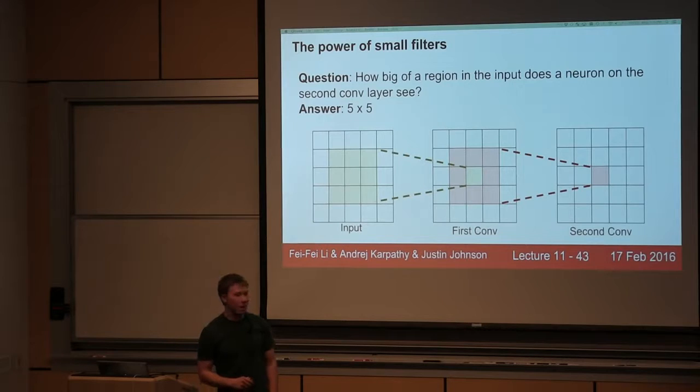But this is a 5x5, and it's pretty easy to see from this diagram why. So this neuron after the second layer is looking at this entire 3x3 volume in the intermediate layer. So in particular, this pixel in the intermediate layer is looking at this 3x3 region in the input. So when you look at all 3 of these, then this neuron in the third layer is actually looking at this entire 5x5 volume in the input.